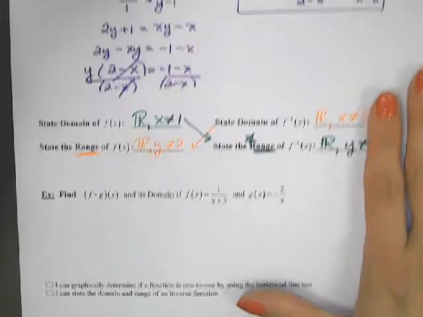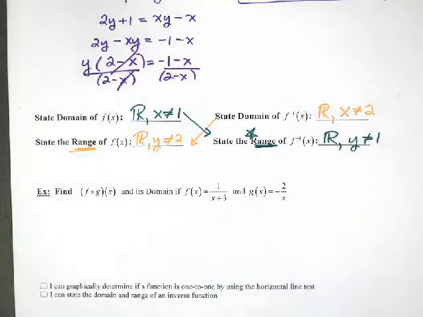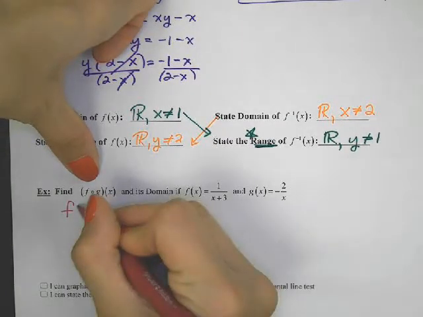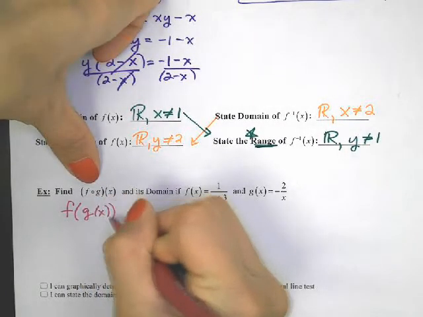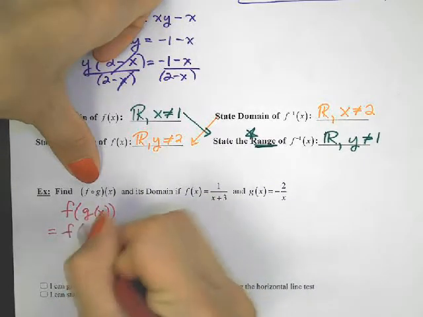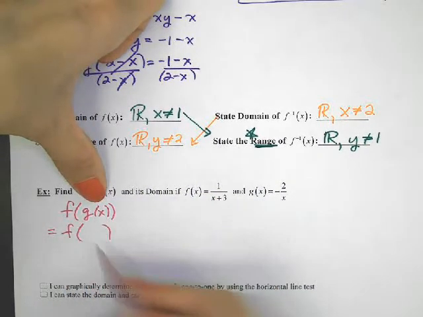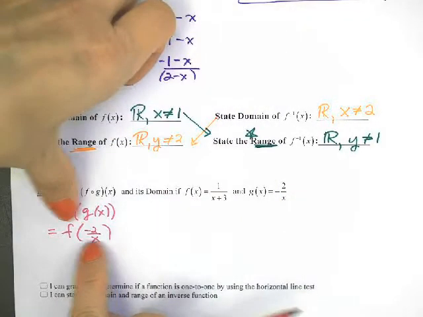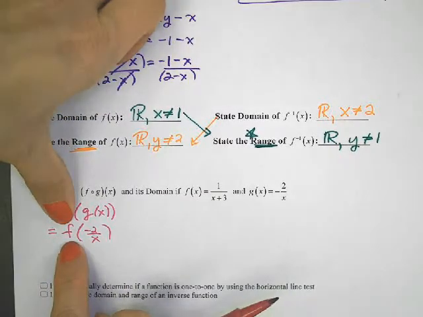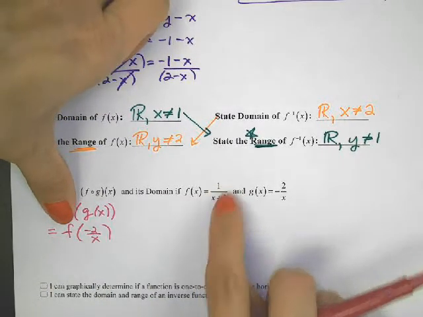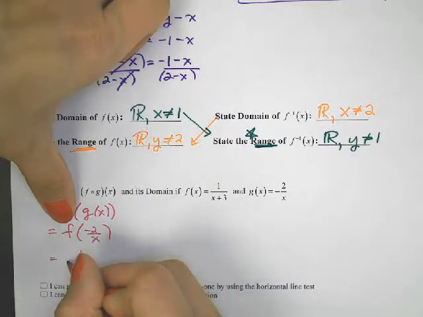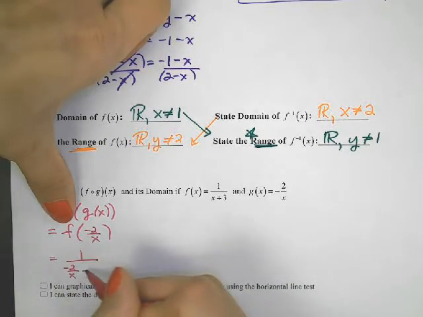Okay. This last one right here is some composing. Let's just make sure we still remember how to do it. I don't like this kind of notation. I like f of g of x. So let's write f of, and what's the g of x? Let's put something else in here. Negative 2 over x. And that function has to go into f. What does f say? He says 1 divided by input plus 3. So that's going to be 1 divided by input plus 3.